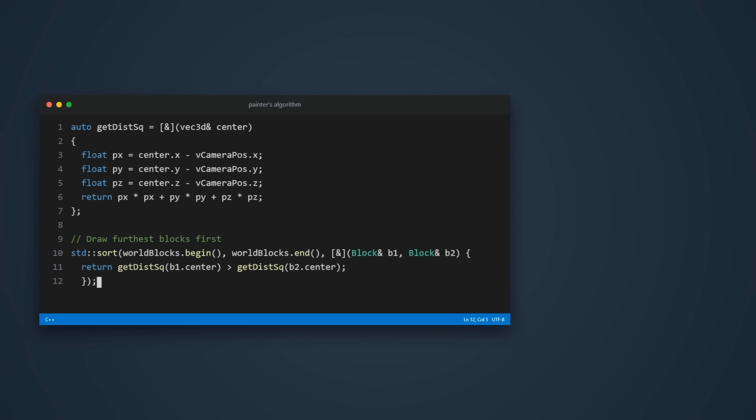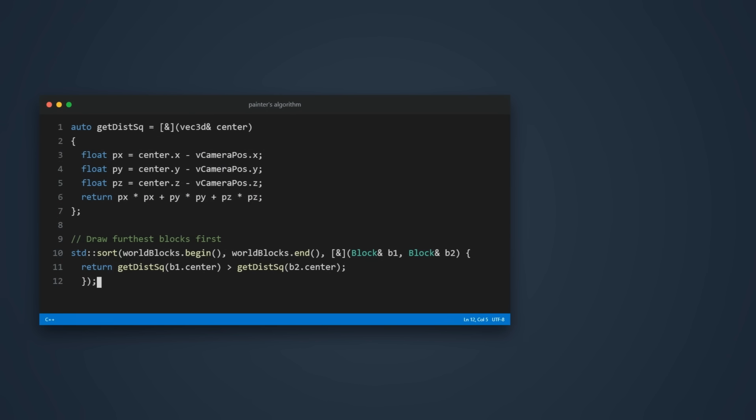Why squared? Well, because calculating true distance requires a square root, and square roots are really expensive. For sorting, we don't need the exact distance in meters. We just need to know who is bigger. We use std::sort to reorder our blocks from furthest to closest.